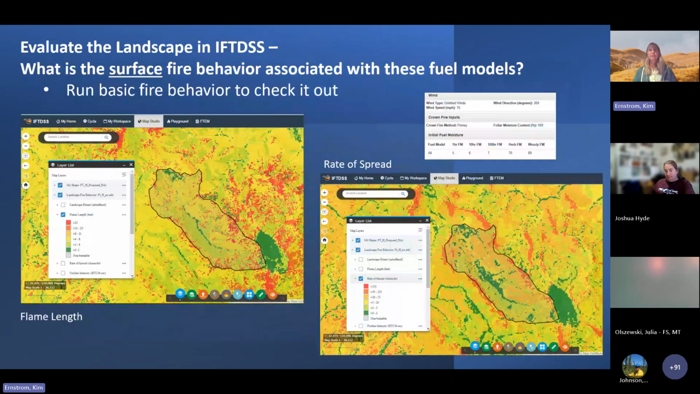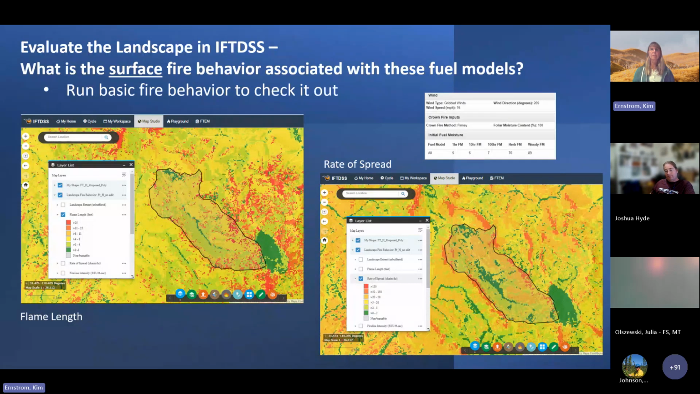And then from there, I can run some basic fire behavior to say, okay, now I know the fuel models are what those are. So what is the surface fire behavior that goes with those fuel models? What's the flame length? What's the rate of spread in my existing landscape? And of course, we can do that in IFTDSS by just running our basic landscape fire behavior pixel by pixel, and we can see what that is.